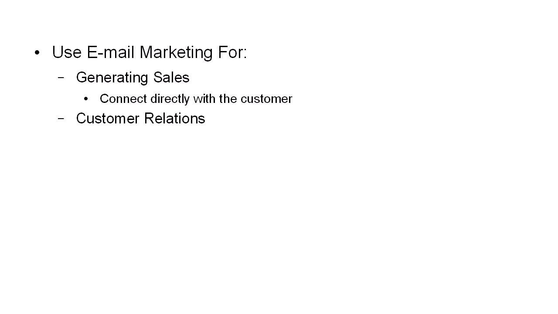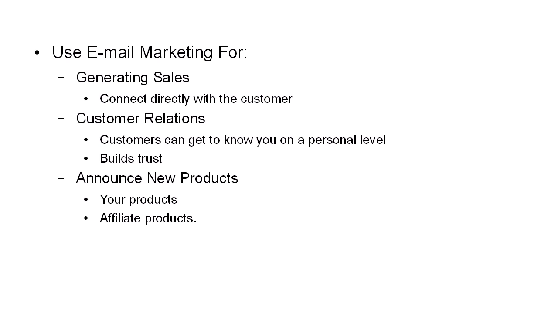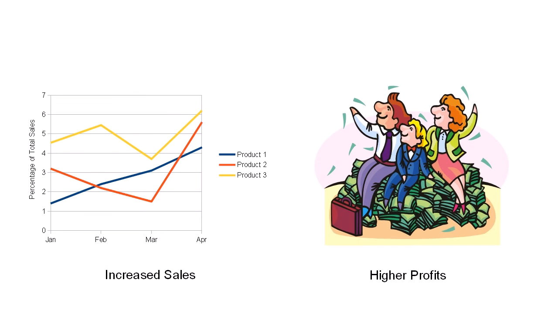And you can use it to build customer relations. Because if you write your emails in a way like you're writing to your best friend, then people will get to know you, and of course they'll get to trust you. And when people trust a retailer, they are more likely to buy something. And you can also use it to announce new products. And these can be your products, or they can be affiliate products that you're selling for somebody else and receiving a commission. And of course, all this leads to increased sales and higher profits for you, and of course more money for your business and for your family.